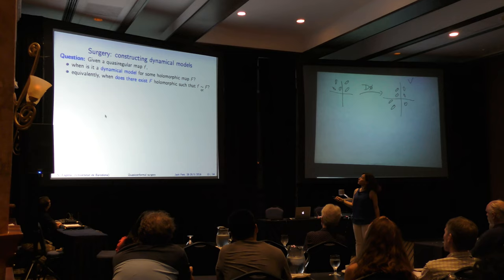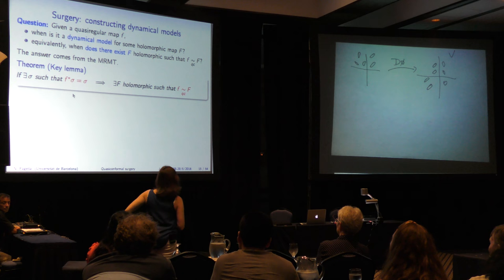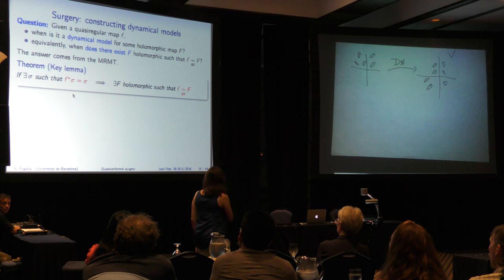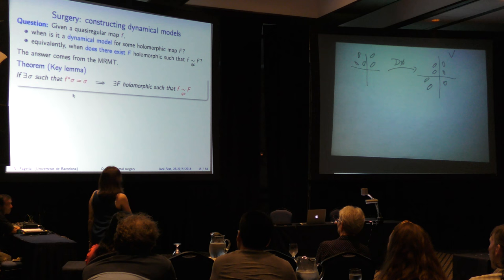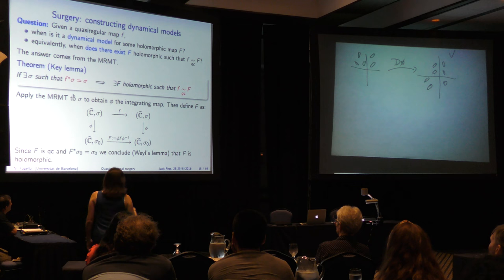Equivalently, when do you have a holomorphic map that is quasi-conformally conjugate to the original one? And the answer comes from the measurable Riemann mapping theorem. Really, the answer is, this will exist as long as you can find an almost complex structure which is invariant under your quasi-regular map. Okay? If you can do that, then you will find a holomorphic solution of this problem. How? Well, what does it mean that sigma is invariant?